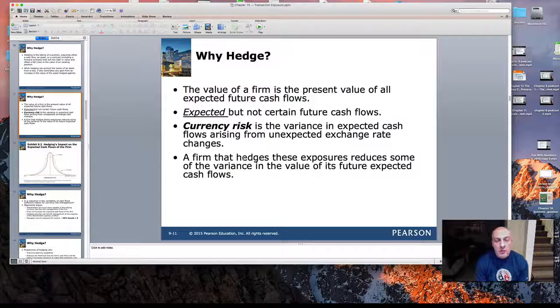Okay, so the value of the firm is the present value of all expected future cash flows. This goes back to FIN 300 basically. These are expected cash flows, but we don't know for certain if they're going to materialize. So when we look at currency risk, this is the variance in expected cash flows that will arise from an unexpected exchange rate change. And a firm will hedge these exposures to try and reduce some of the variance in the value of these expected cash flows.